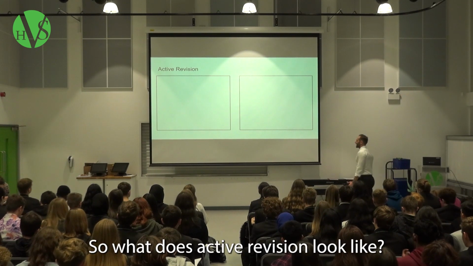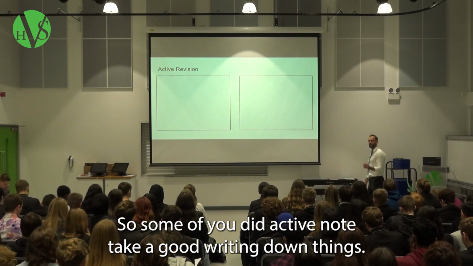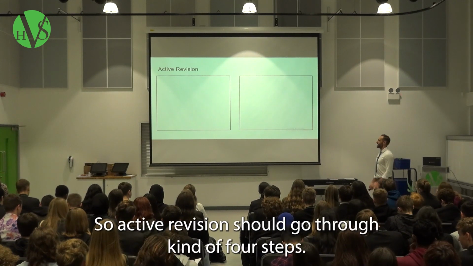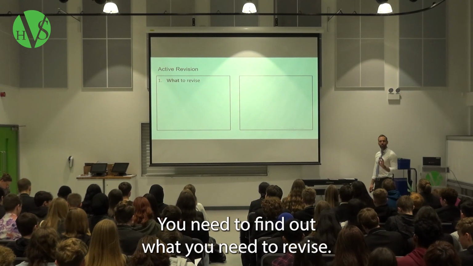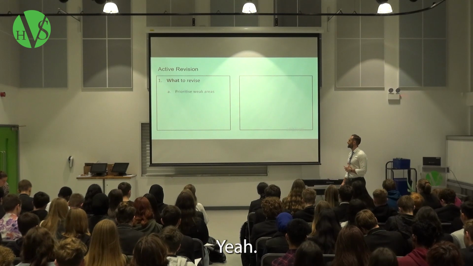Okay, so what does active revision look like? So some of you are doing active note-taking. You're writing down things, you're thinking about what I'm saying, and you're writing down things that are relevant. So active revision should go through kind of four steps. Okay, you need to find out what you need to revise, and this will be personal to all of you. Yeah?